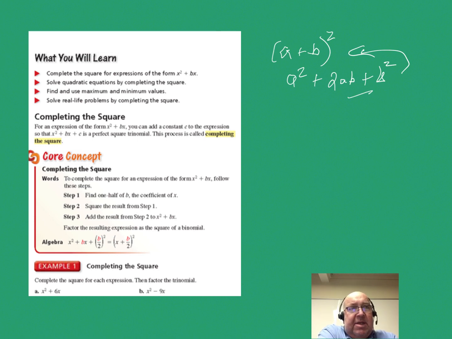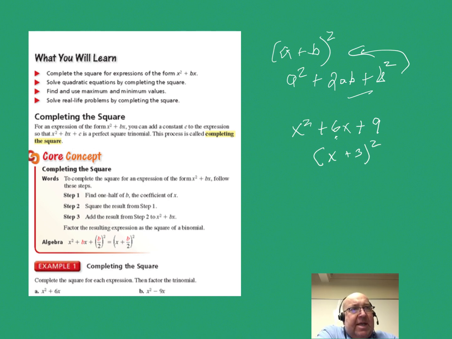So let's look at this. We have x squared plus 6x. What we're going to do is take half of the value of our x term and square it. So half of 6 is 3, squared is 9. And then we can go backwards because 9 is a perfect square and x squared is a square. And we get x plus 3 squared.